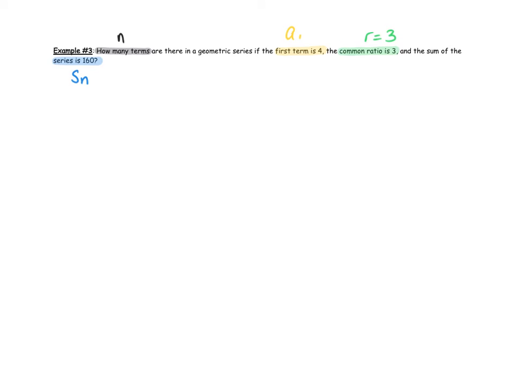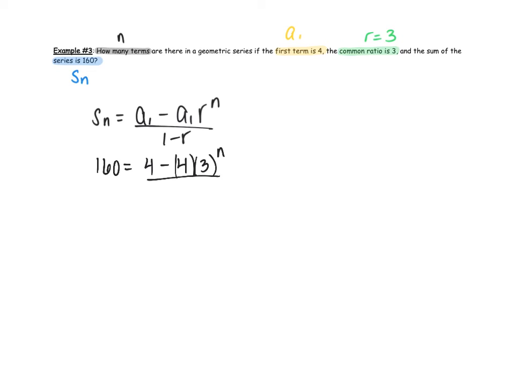So let's start with the formula. So I have s sub n is equal to a1 minus a1 times r to the n over 1 minus r. So let's go ahead and plug in what we know. Well, we know the s sub n is 160. The first term is 4. The common ratio is 3. And the r common ratio again is 3. So the goal is to solve this equation. So let's use some algebra.